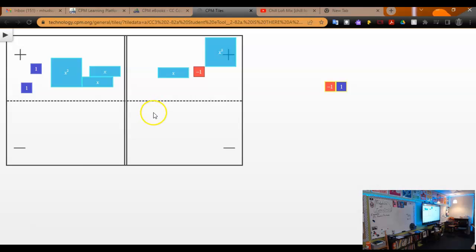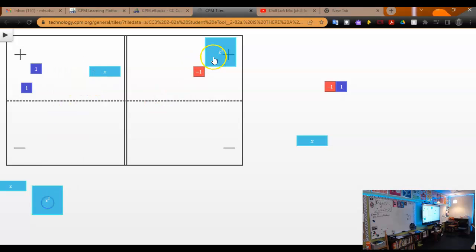You can take away X. Ah, take away an X from each mat. All right, Noah? And X squared. Take away an X squared from each mat. Lucy? Wait, you can't do anything else. Oh, we can.